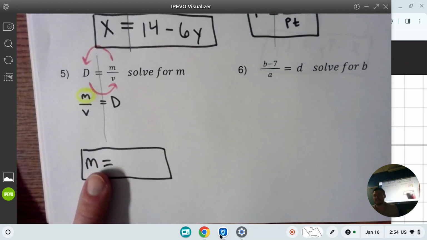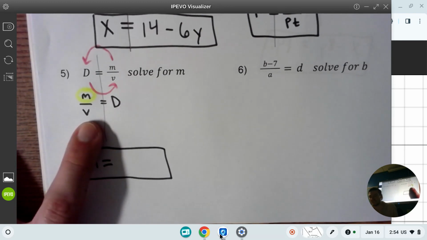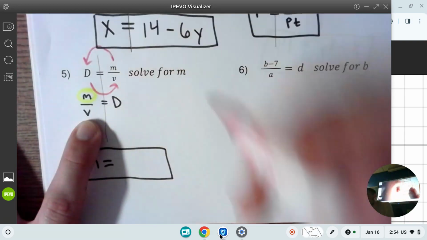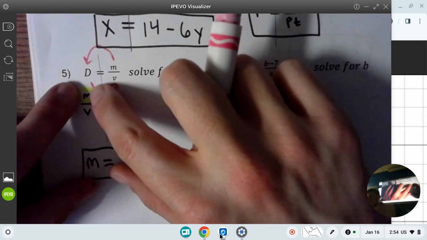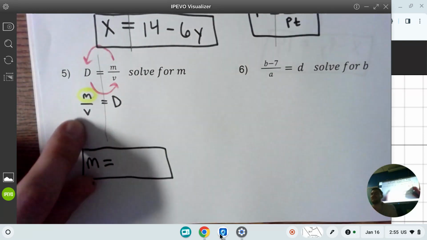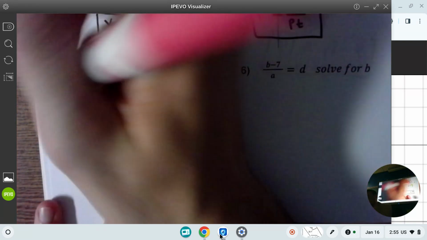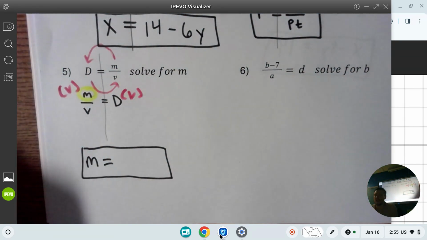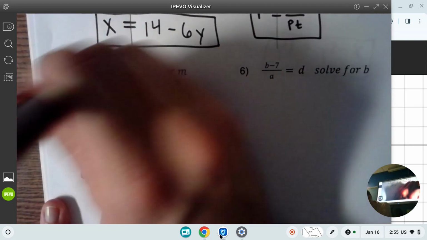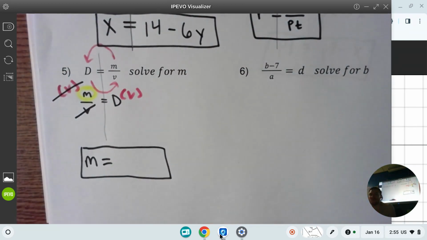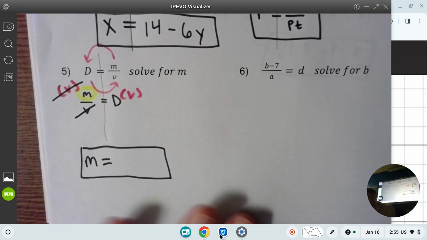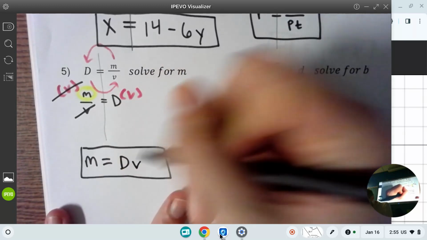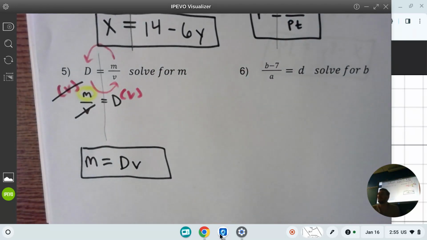And since it's on the correct side, we just need to isolate it. We just need to move the V. And how do you move this V? Multiply the V times V. So think about it like this: M is connected to the V with dividing right now. And so use your opposites, multiply it times V. We moved it using opposites, same thing we've done for months. And now we have M equals D times V. Final answer? M equals DV. Good enough. Question's over.